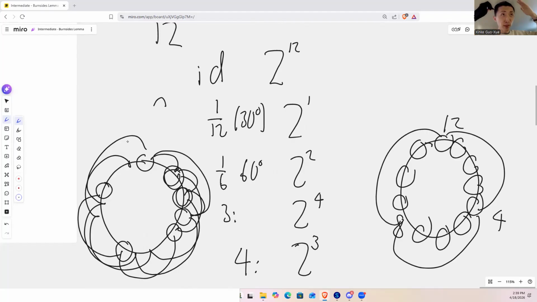So if we're rotating by 4 keys, then 12 is the same as 3, is the same as 6, is the same as 9. And the 1 mod 3s are the same, and the 2 mod 3s are the same. So there's 2 times 2 times 2.